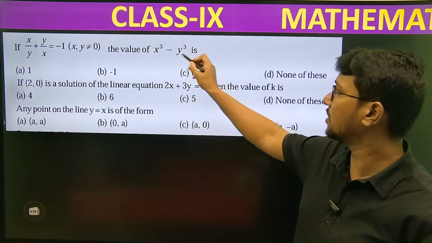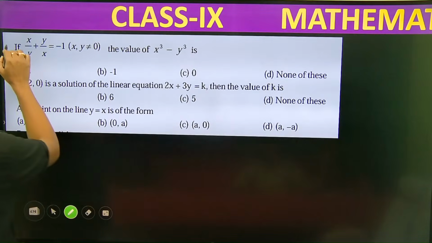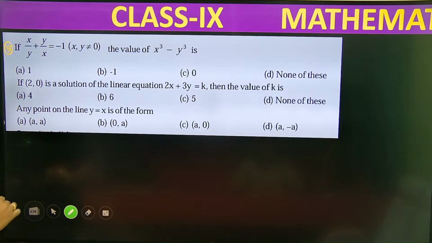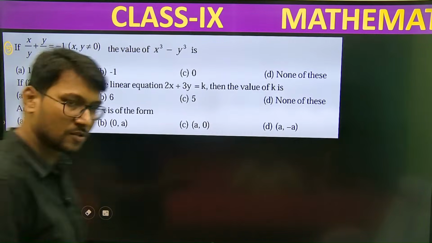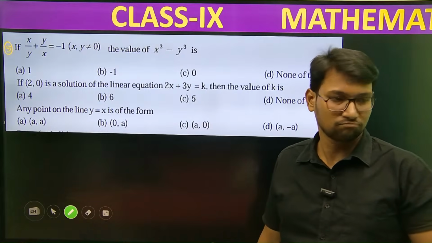What is the answer of this question? Question number 5, right? What is the answer for question number 5? 0. Okay, option C. I also got option C as the answer. Children, tell me, what about you?